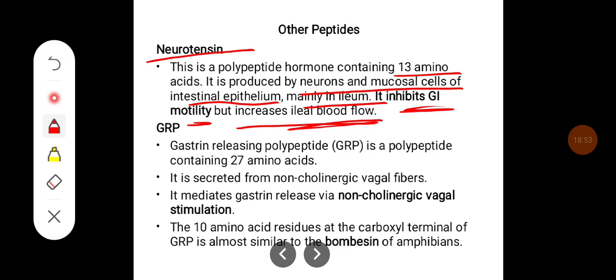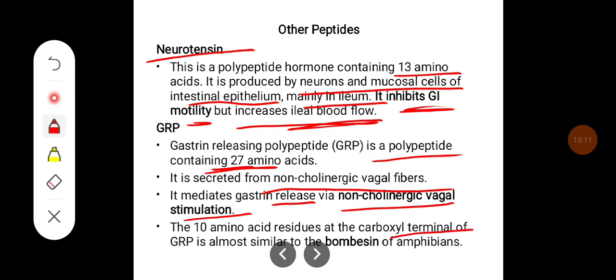Gastrin releasing polypeptide is a polypeptide containing 27 amino acids. It is secreted from the non cholinergic vagal nerve fibers. It mediates gastrin release via non cholinergic vagal stimulation. The 10 amino acid residues at the carboxyl terminal of GRP are almost similar to those of bombesin in amphibians.